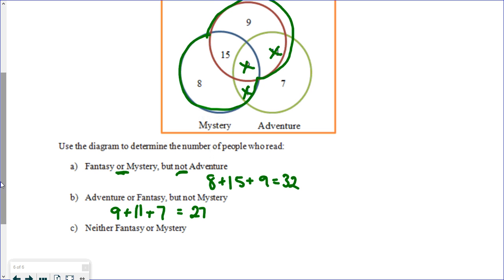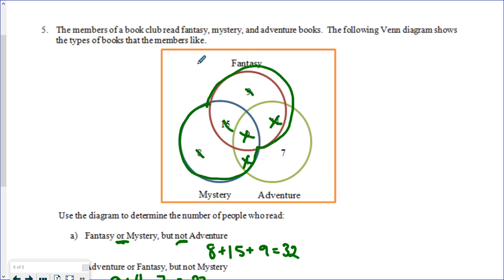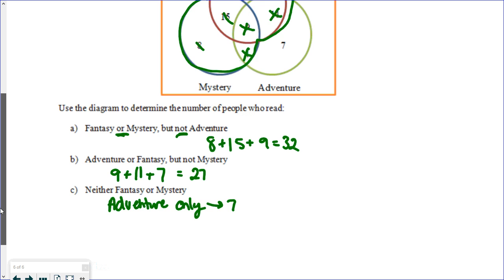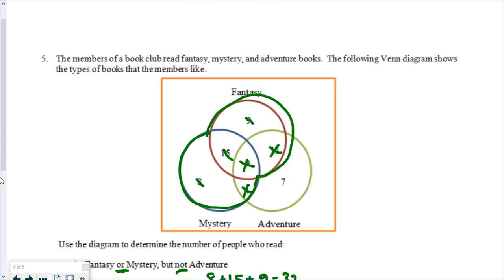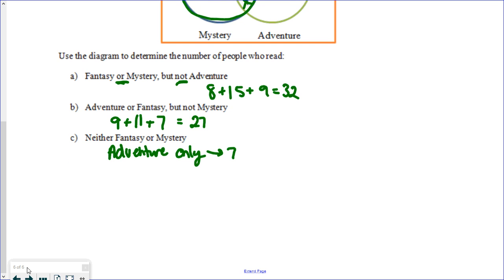And neither fantasy or mystery. So all of these are in mystery, all of these are in fantasy, so that would be our adventure only. That would be 7 individuals. Since there's nothing in our universal set, maybe people that only read the Guinness Book of World Records, that's their favorite books, that could be outside of this. Since it doesn't give us any information, we only go with what we have, so adventure only.